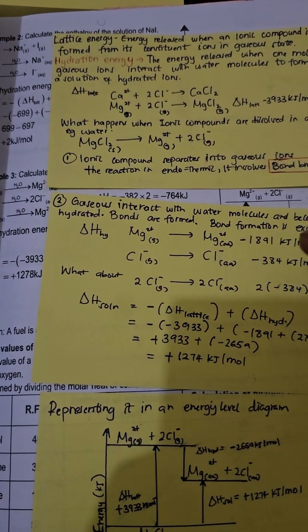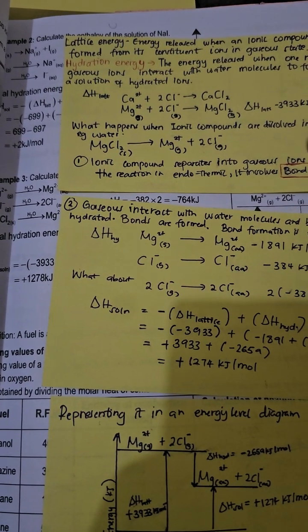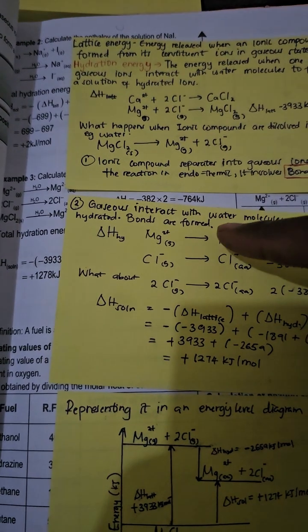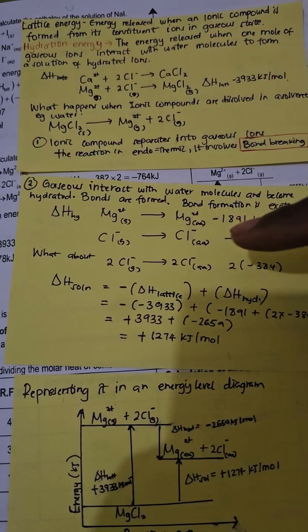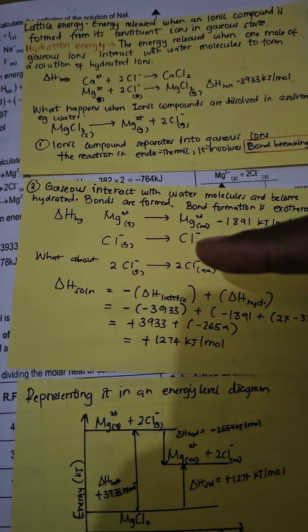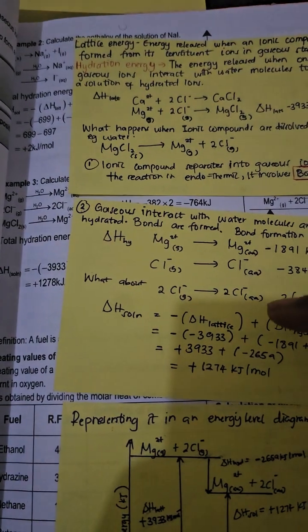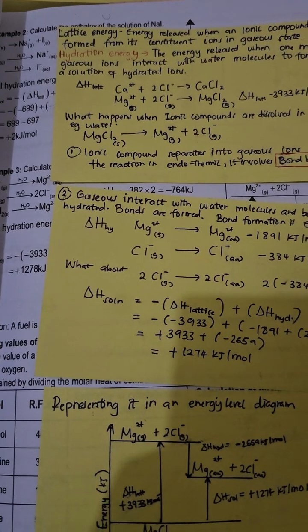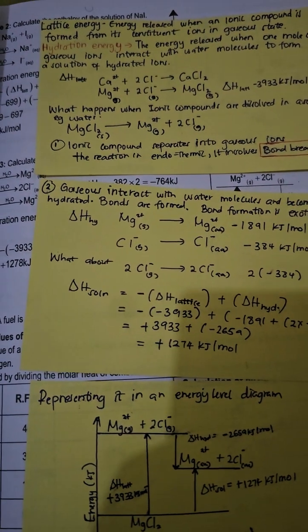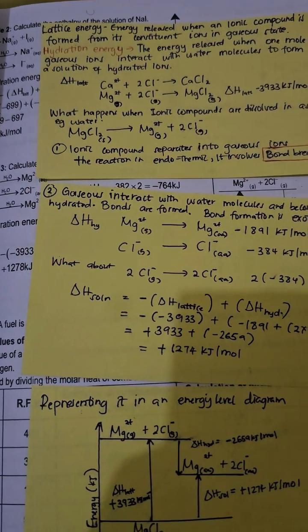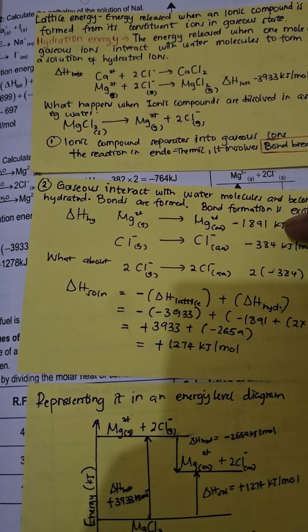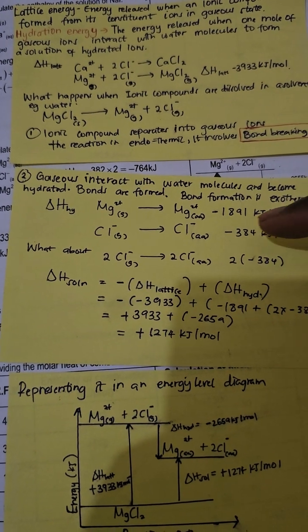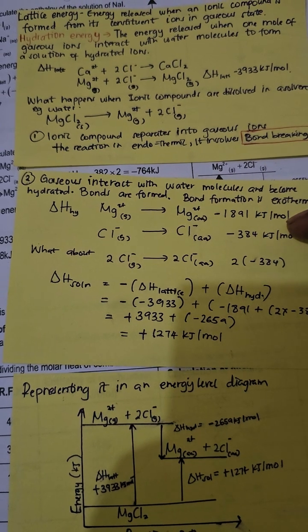The second thing that is going to happen when you have dissolved it, after it has separated into its gaseous ions, is that these gaseous ions are going to interact with water molecules and they'll become hydrated. We have called that one hydration energy. So when magnesium ions are hydrated, because they are forming bonds with water, bond formation is an exothermic process. The energy released will be negative 1891 kilojoules.